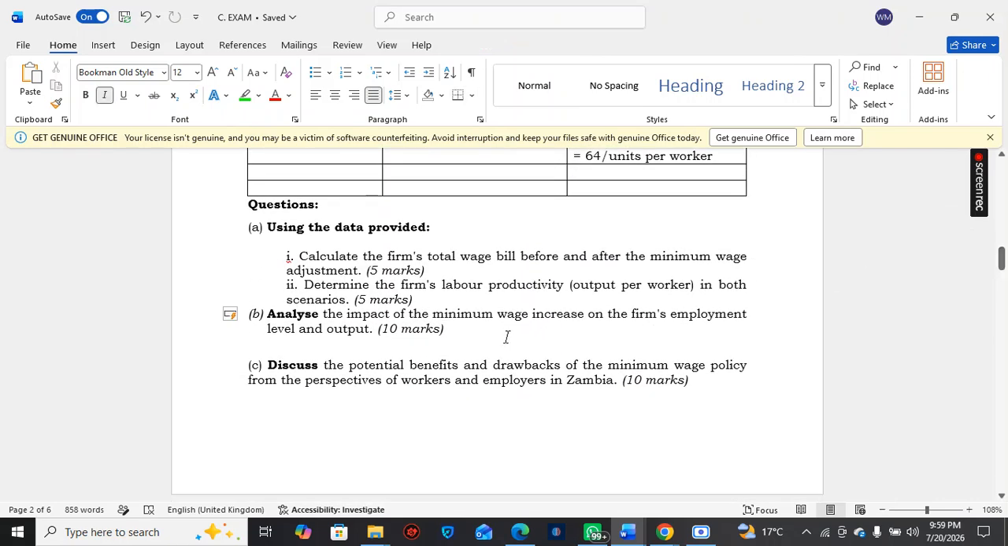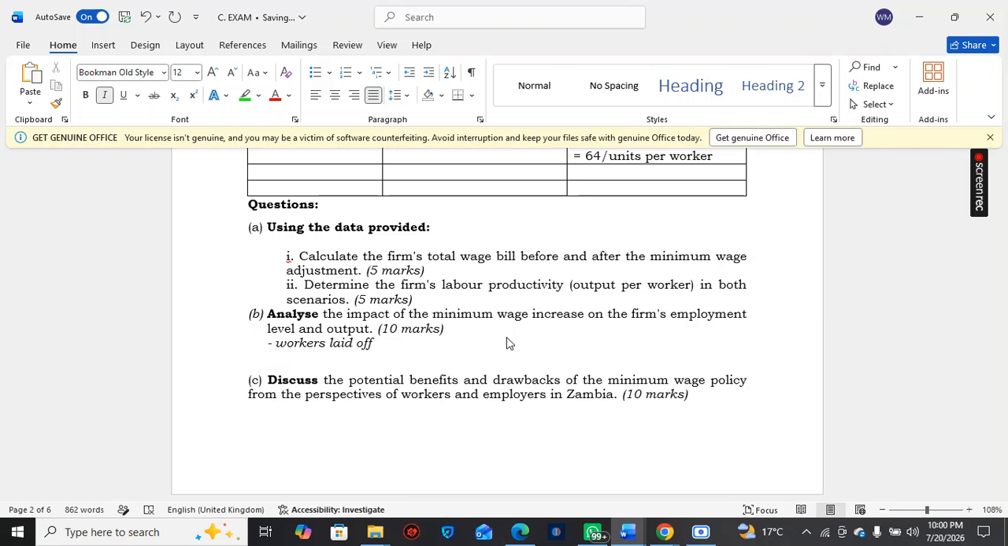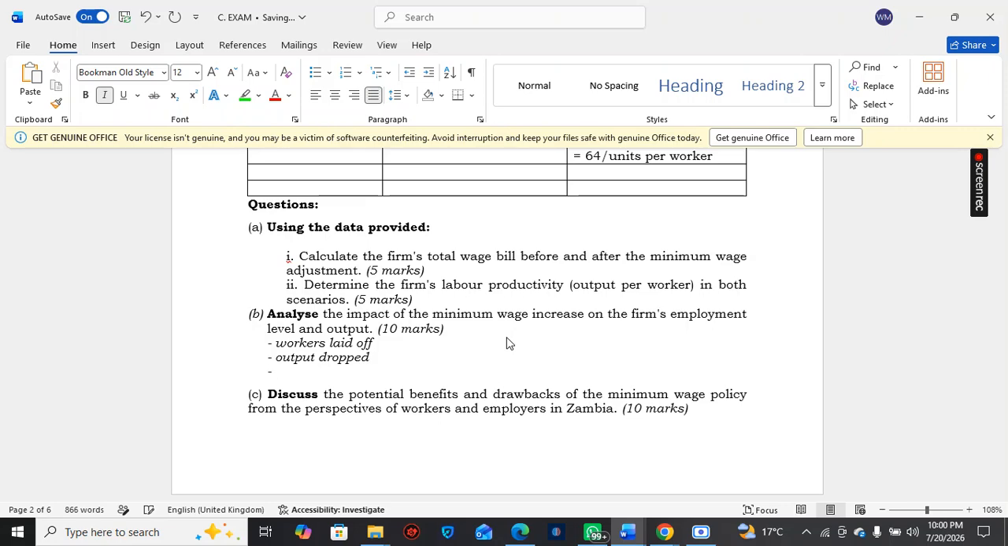So the impact: workers were laid off, three of them. Output dropped. I'll send you the official answers where you put explanations with this, but here I'm just giving this so that you know what to talk about in this answer. Then output per worker increased.